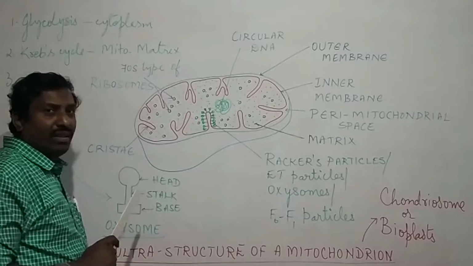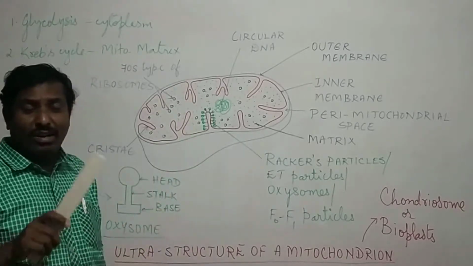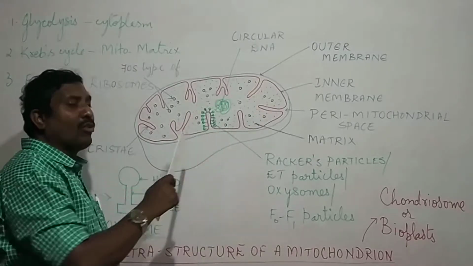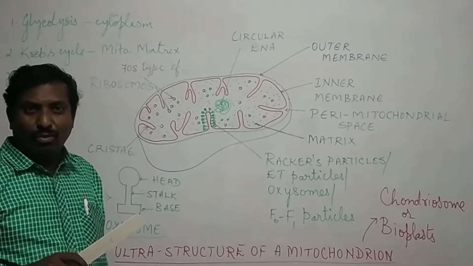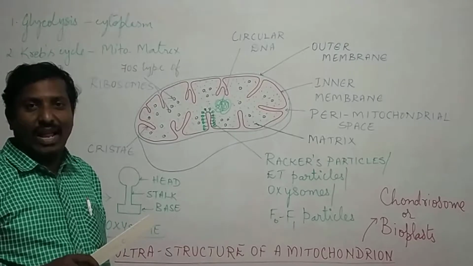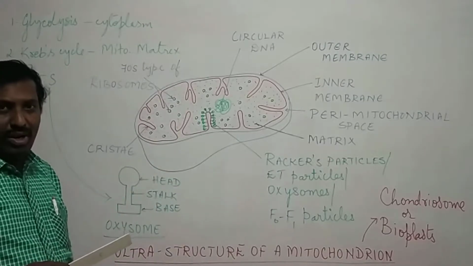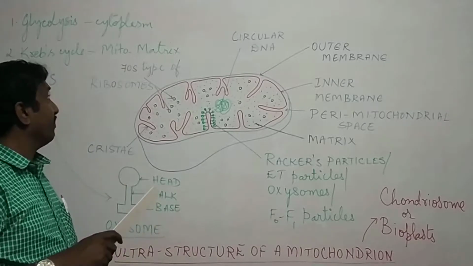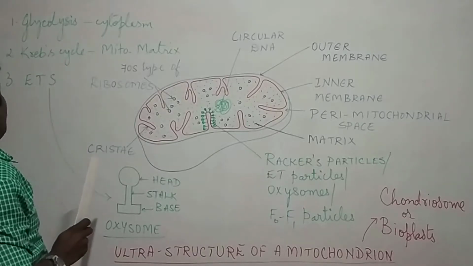That presence of circular DNA is characteristic of mitochondria and chloroplast, because of which we consider the mitochondrion as a semi-autonomous structure within the eukaryotic cells. And here, what is the function of mitochondria? Mitochondria is the site of cellular respiration, and the cellular respiration has three different steps.